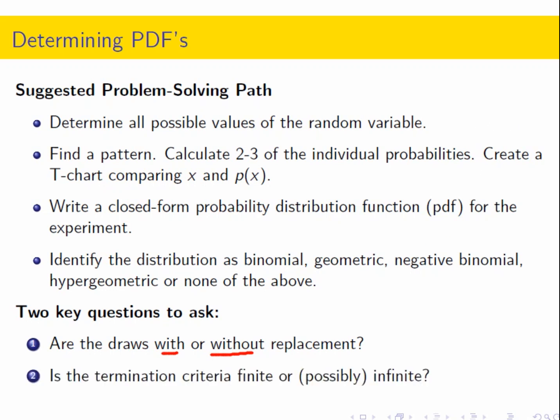Okay, then our second key question is: is the termination criteria finite or possibly infinite? Well, the finite ones are hypergeometric and binomial, and the two possibly infinite ones are geometric and hypergeometric. And so with those two questions, we can differentiate everything except for geometric and hypergeometric, but hypergeometric is an extension of the geometric. So hopefully you'll see the pattern, the relationship between those two. So let's try this process on a couple more examples.